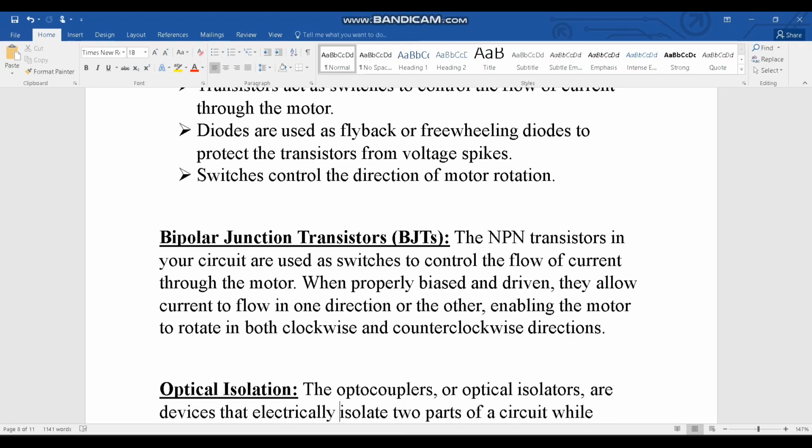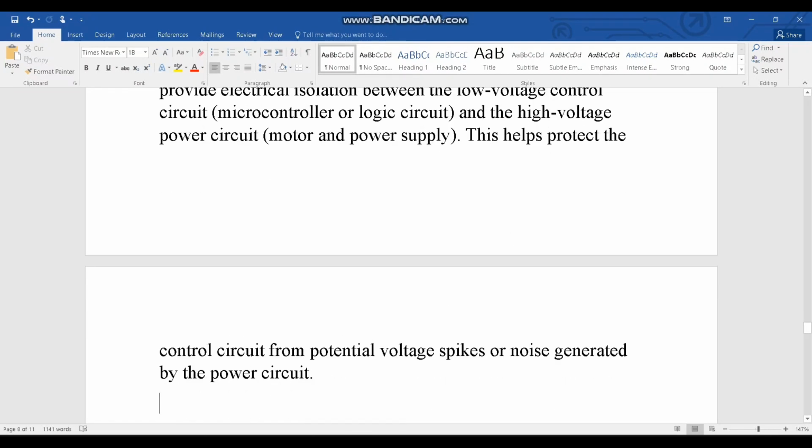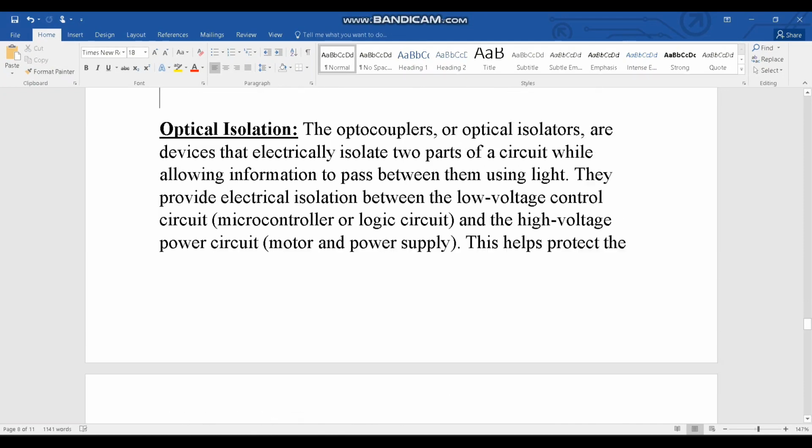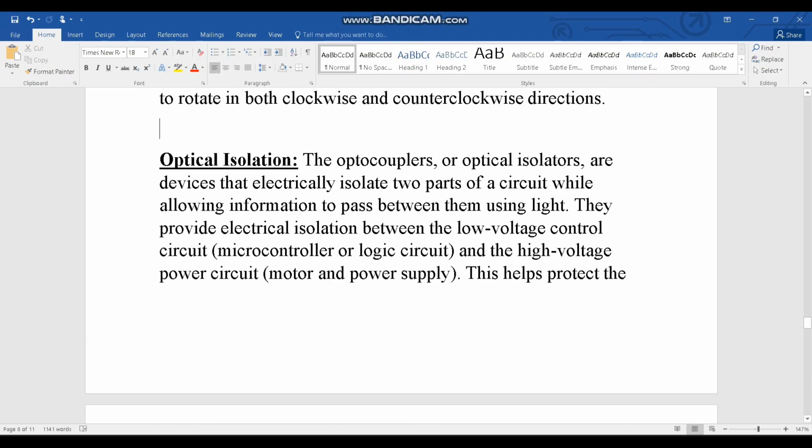Right. Now, what is optical isolation? Optocouplers or optical isolators are devices that electrically isolate two parts of a circuit while allowing information to pass between them using light.